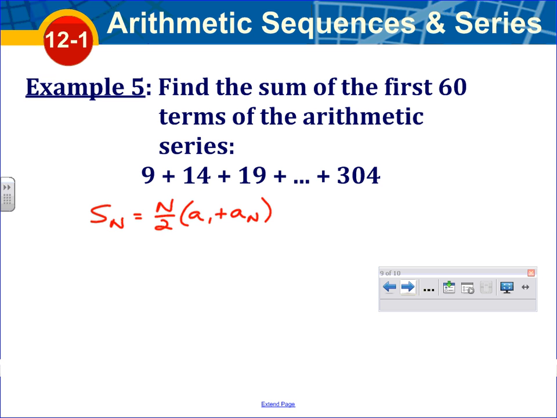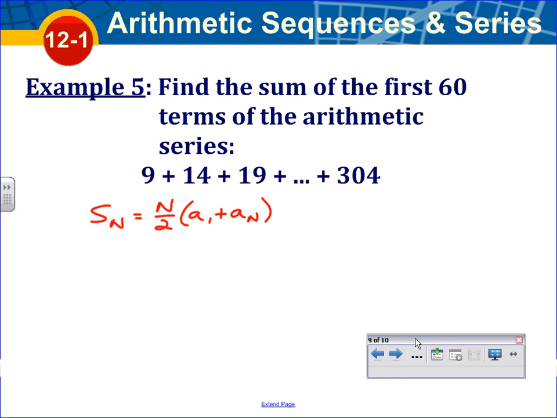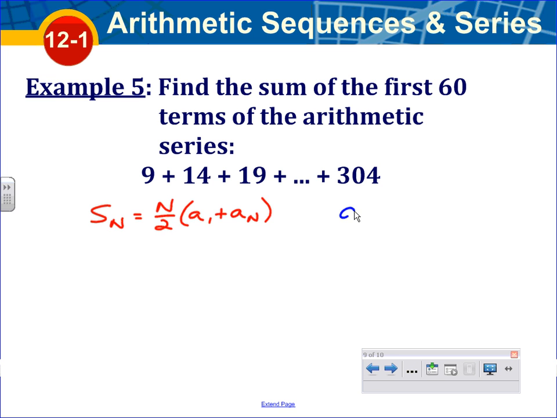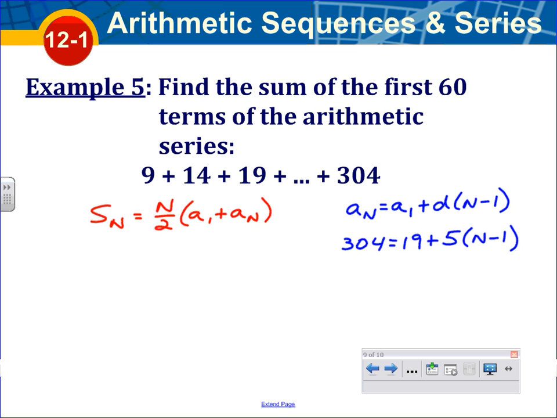So on the side, as a sidebar, I know what a sub 1 is, and I know what a sub n is, but I don't know what n is. So I have to solve for n. So I'm going to use that other formula. A sub n equals A1 plus D times n minus 1 to solve for n. So my last term is 304. My first term is 19. And then what's happening from one term to the next, I'm adding 5. So 5 is my D. And then n minus 1. So I'm solving this formula for n.